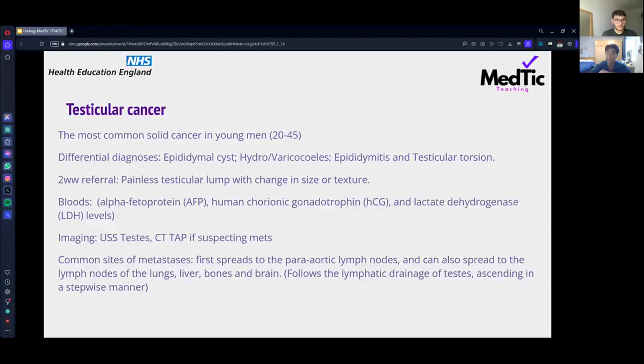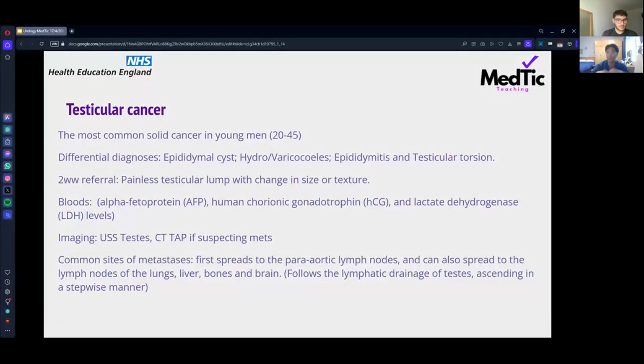So speaking about metastasis, the most common sites. The way I like to think about this is from the testes, it spreads via the lymphatic drainage, and so one of the most common sites is actually the para-aortic lymph nodes, because the lymph nodes that the testes drain into are really close to the aorta. And then tracking upwards, they can go into the lymph nodes of the lungs, the liver, the bones, and the brain. However, they tend to ascend in a stepwise manner.